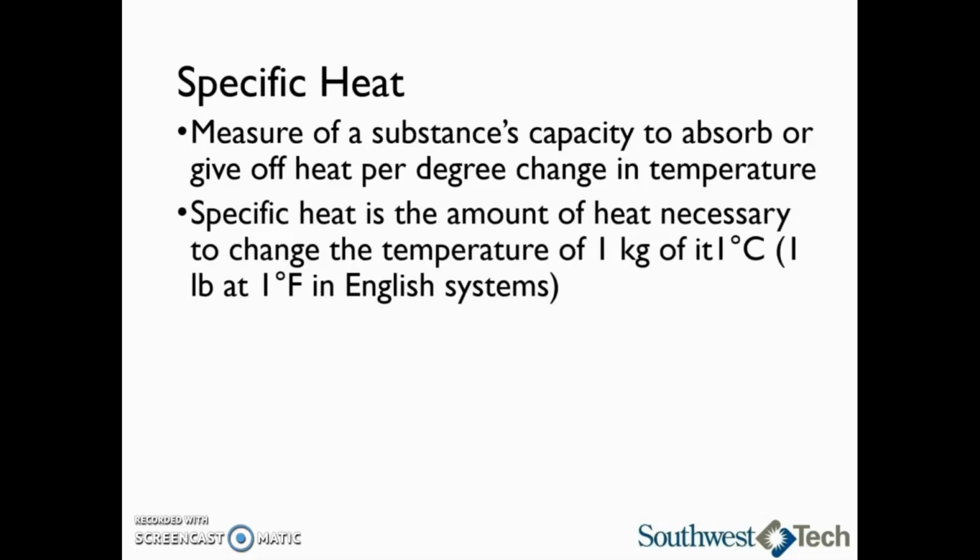The specific heat is the amount of heat necessary to change the temperature of 1 kilogram of a substance 1 degree Celsius. If we are looking at specific heat in the English system, the specific heat is going to be the amount of heat energy needed to change the temperature of 1 pound of it 1 degree Fahrenheit. The specific heat of materials can be found in a table or on the internet.